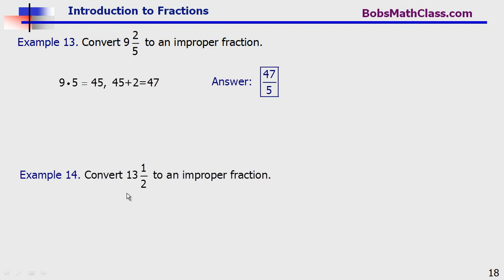13 1/2. Multiply the 13 and 2 and then add 1. 13 times 2 is 26. 26 plus 1 is 27. And I keep the denominator the same. 27 over 2.